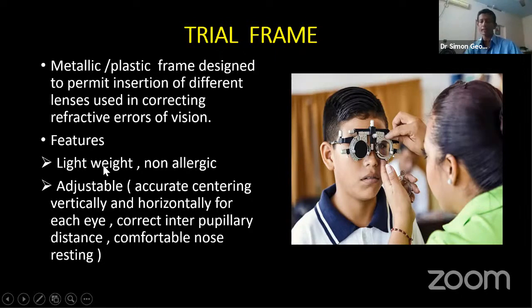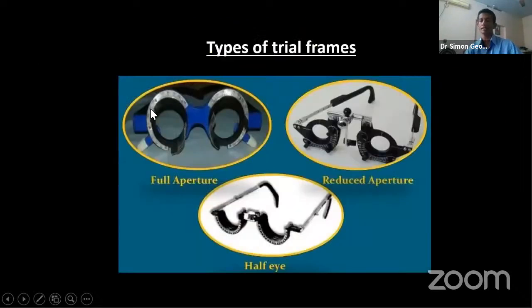Okay. Now it should be lightweight, non-allergic, and you can adjust the interpupillary distance and also the nose position. There is a full aperture frame which is used for full aperture type of lenses. There's a reduced aperture frame which is used for reduced aperture lenses, and you've got a half eye trial frame. Now the last slide.